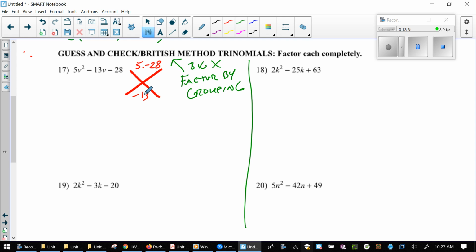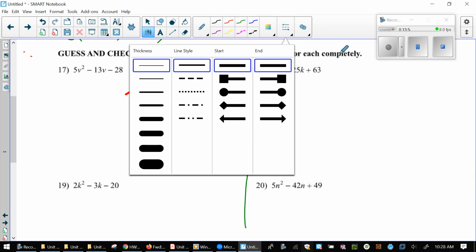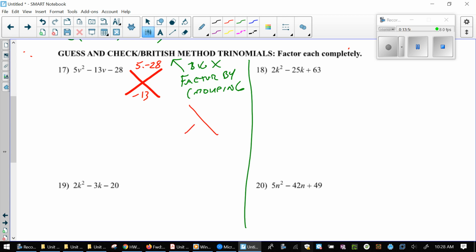Alright, grab your calculators, unless you want to just multiply those over on the side. And let's do 5 times negative 28, and we get negative 140. So here, this is really what I'm looking at for my big X. Negative 140 and negative 13.